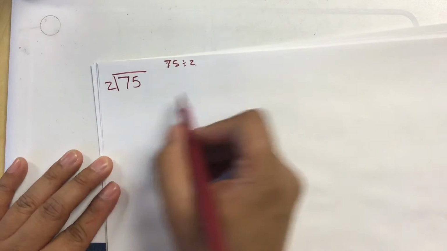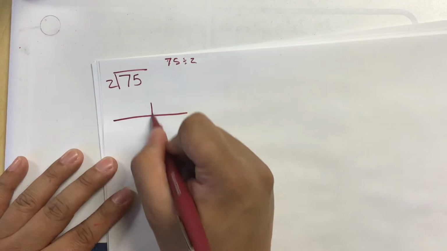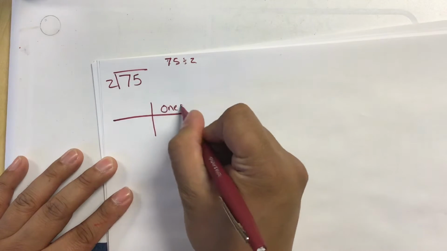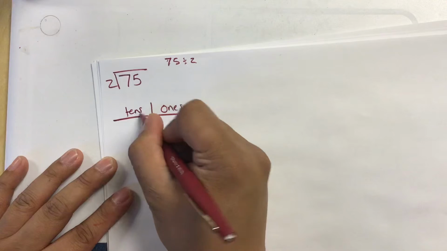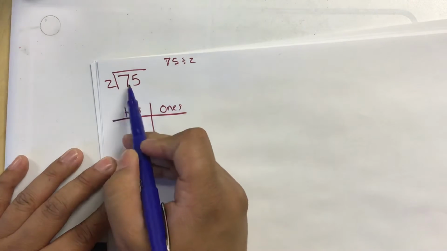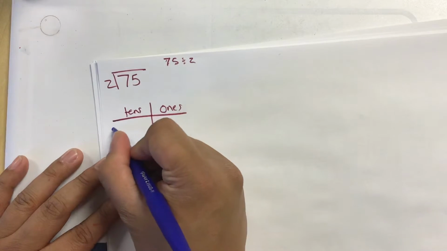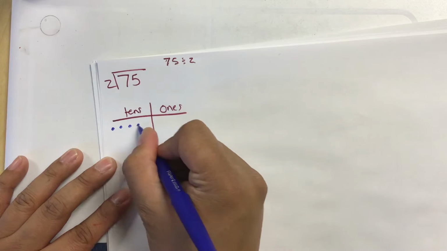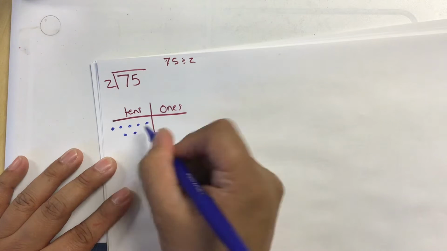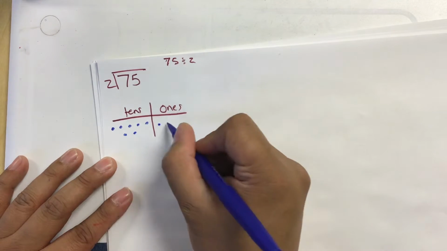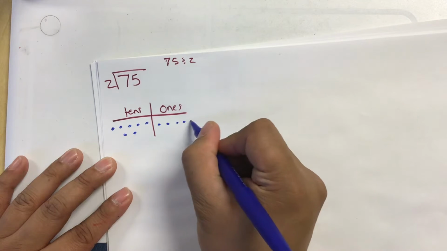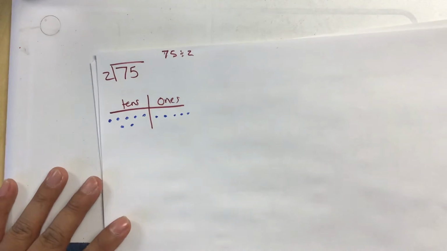If I want to do my place value chart, I set it up where I have my 1s and my 10s. And I know that there are 7 10s because I have a 70. 1, 2, 3, 4, 5, 6, 7. And I have 5 1s. 1, 2, 3, 4, 5.